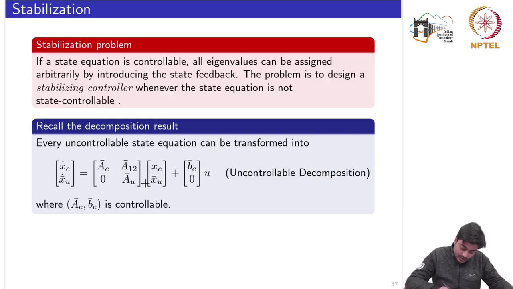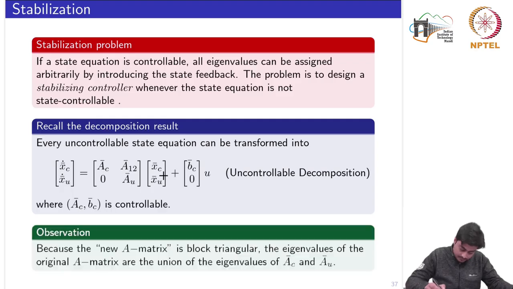By doing this decomposition, we know that the pair A bar C and B bar C is controllable, and this is the homogeneous part which is uncontrollable. Now, this is the new A matrix after the decomposition, just a new A matrix in the sense of representation. This new A matrix is block triangular. The eigenvalues of the original A matrix are basically the union of the eigenvalues of A bar C and A bar U. This you can also prove by yourself.